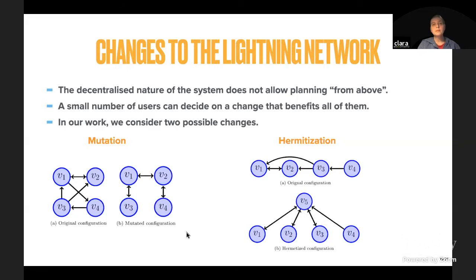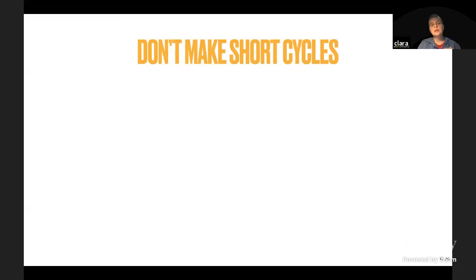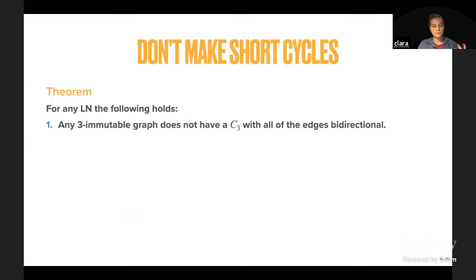Okay. So with these changes, we can already show that there are things that we do not expect to see in the Lightning Network. A theorem that we show is that 3 immutable means 3 vertices agree, 4 immutables, 4 vertices agree, etc. So in the Lightning Network, if every 3 users can talk with each other and get to some agreement, we will not see cycles of length 3 where all of the channels are bidirectional.